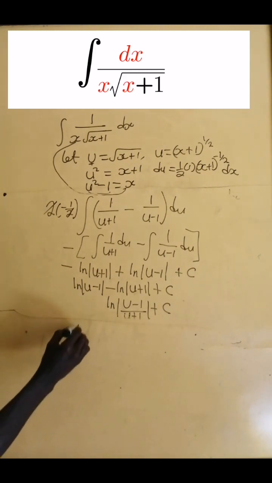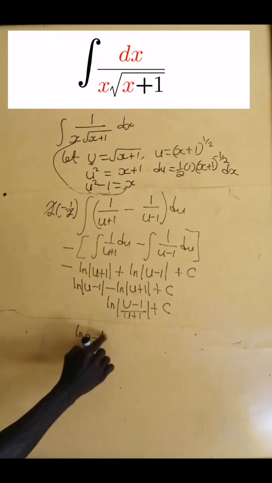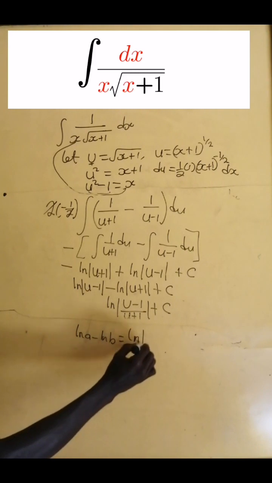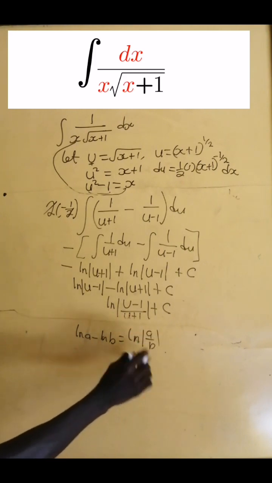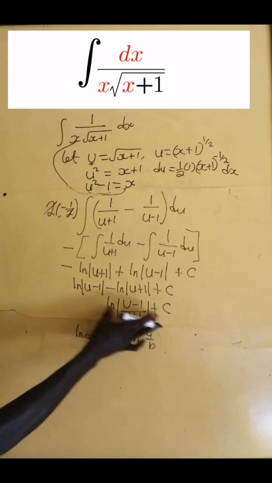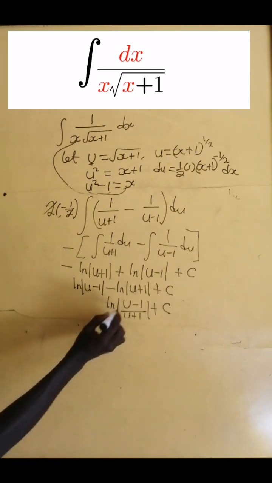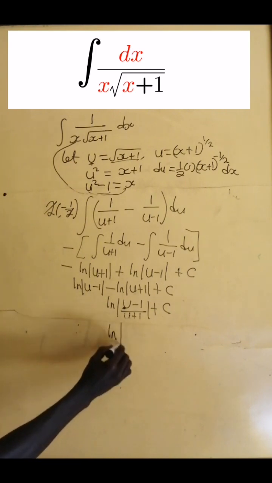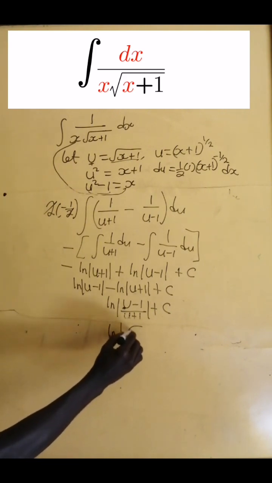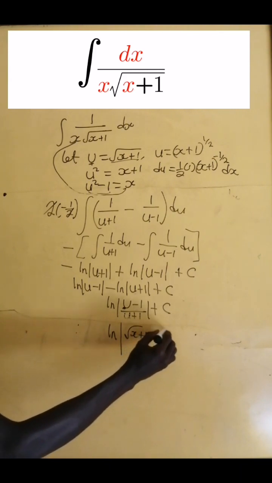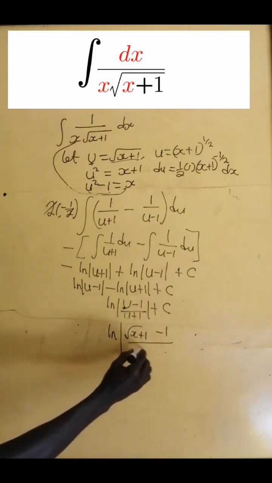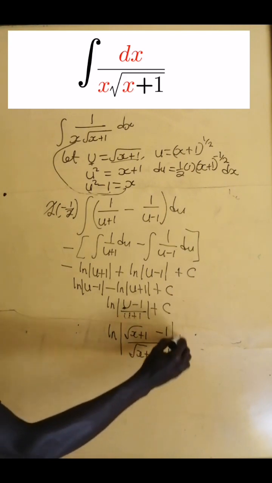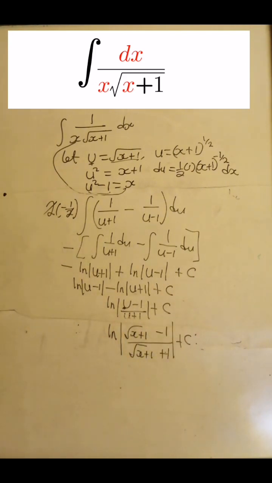Okay, so if you have natural log of a minus natural log of b, we write it as natural log of a divided by b. That is why we have this there. Okay, so let us undo the u substitution by replacing u by the square root of x plus 1. So you have natural log of the absolute value of the square root of x plus 1 minus 1 divided by the square root of x plus 1 plus 1, plus c as our final answer.